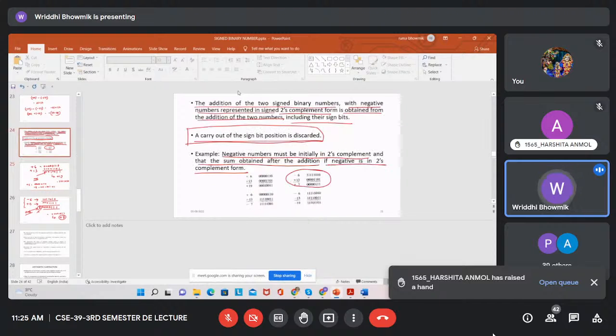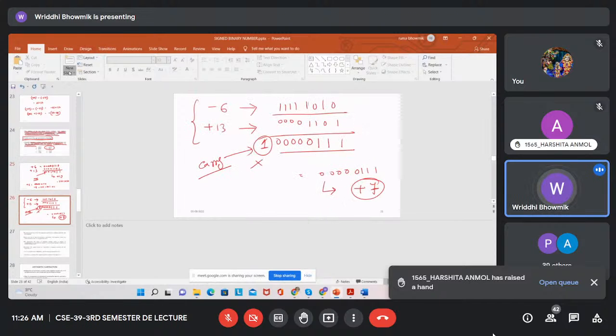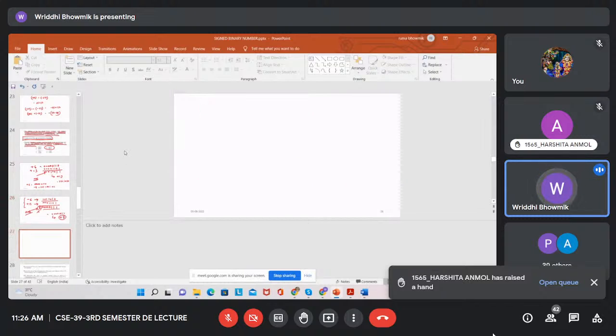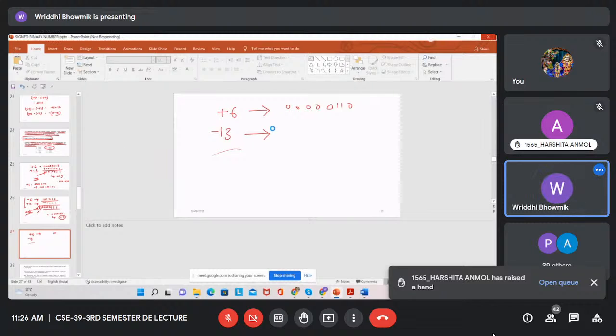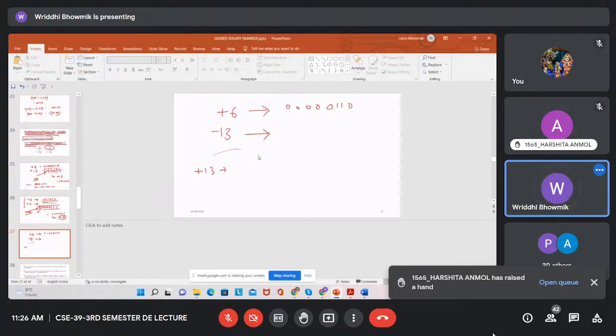Now if the case is reversed, what will happen? Suppose you have +6 and -13. The +6 is represented as 0, 0, 0, 0, 0, 1, 1, 0. And -13 is represented in 2's complement form, right? So what about +13? 0, 0, 0, 0, 1, 1, 0, 1.